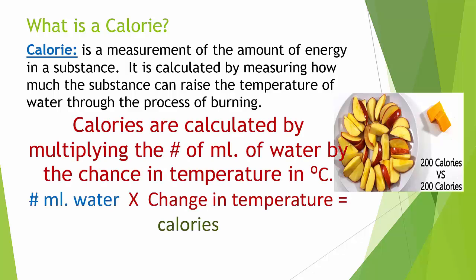So here's the formula for it. Calories are calculated by multiplying the number of milliliters of water by the change in temperature in degrees Celsius. Okay, so at the bottom it shows the number of milliliters of water times the change in temperature equals calories. Please write this in your composition book. I'm going to give you 2 minutes.